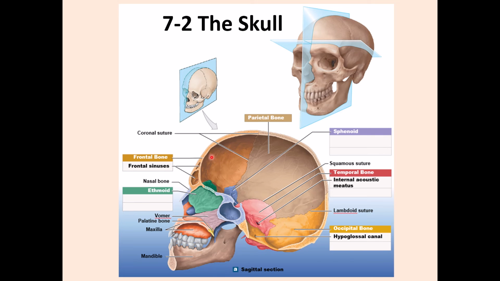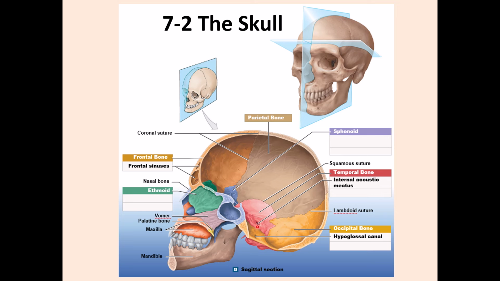Going back to the skull, you can see anteriorly, this is the frontal bone, and that contains the frontal sinuses. That frontal bone is separated from the parietal bone by the coronal suture, and if you go all the way posteriorly, you have the occipital bone that is separated from the parietal bone by the lambdoid suture. This is the lambdoid suture.